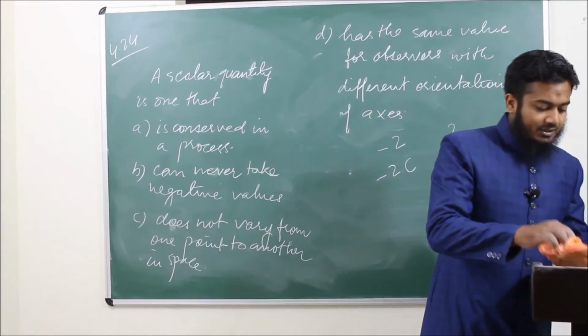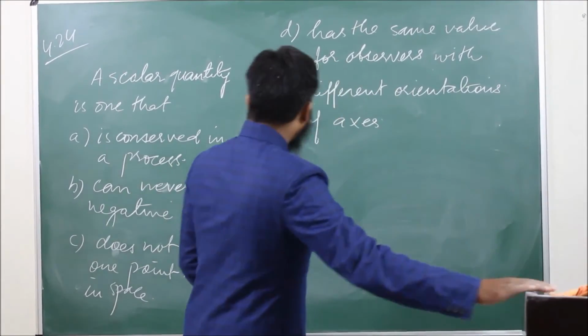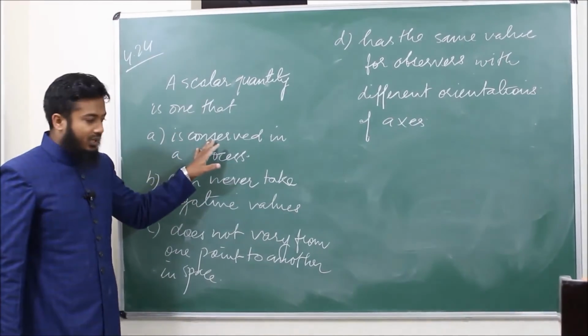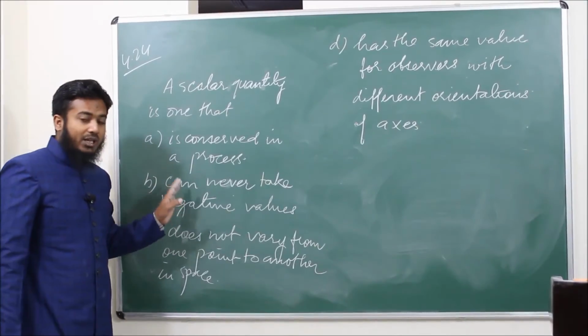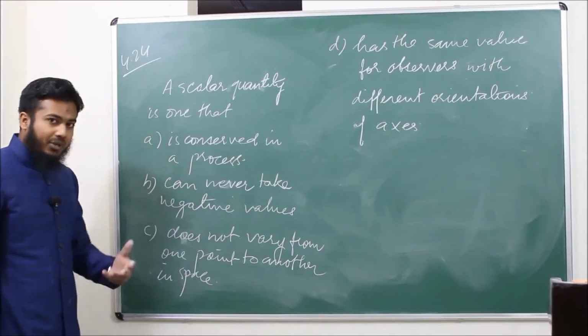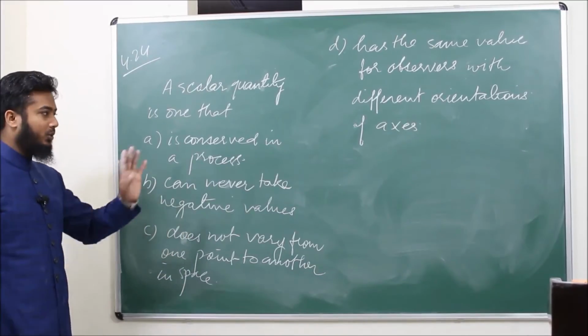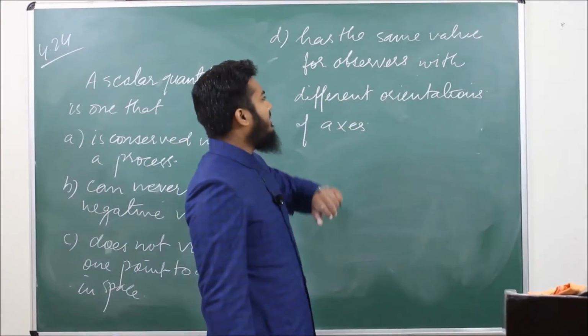So it is not necessary that a scalar quantity will have the same value at all the points of the space. And the last part of the question is that all the statements here are not correct, they are incorrect, false. It is not conserved, and it is not so that it can never take negative values. It may take negative values, and it may vary from one point to another point in space. So these statements are false. Now let's take the fourth one.